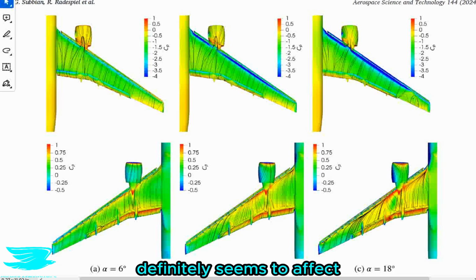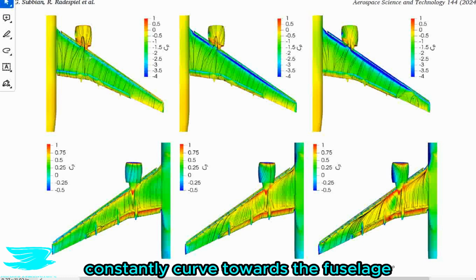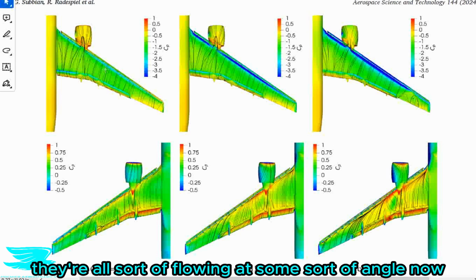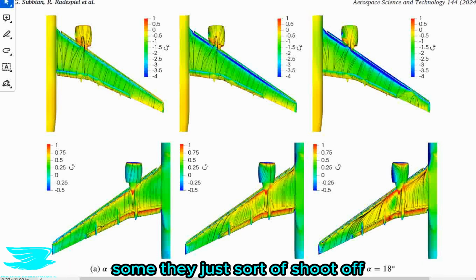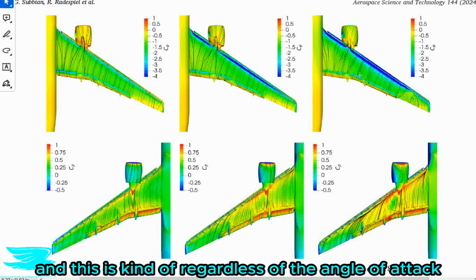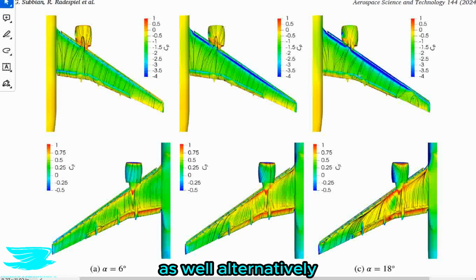And overall, the engine definitely seems to affect the flow over the suction surface, so this top region here. And we can see that the streamlines just downstream constantly curve towards the fuselage. So to begin with, they're all sort of flowing at some sort of angle, and now all of a sudden they just sort of shoot off more towards the fuselage. And this is kind of regardless of the angle of attack as well.